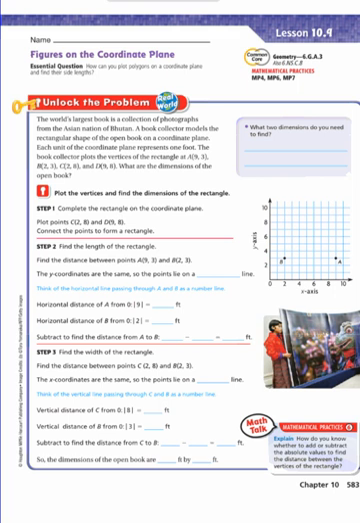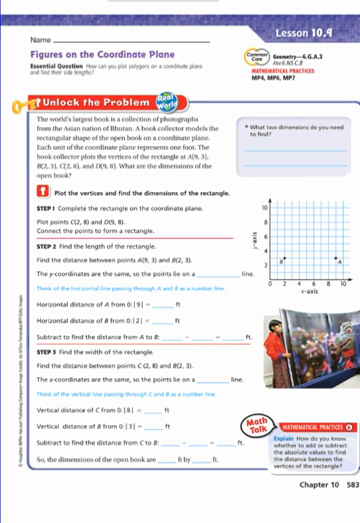10.9. Figures on the coordinate plane. Essential question: How can you plot polygons on a coordinate plane and find their side lengths? Unlock the problem.